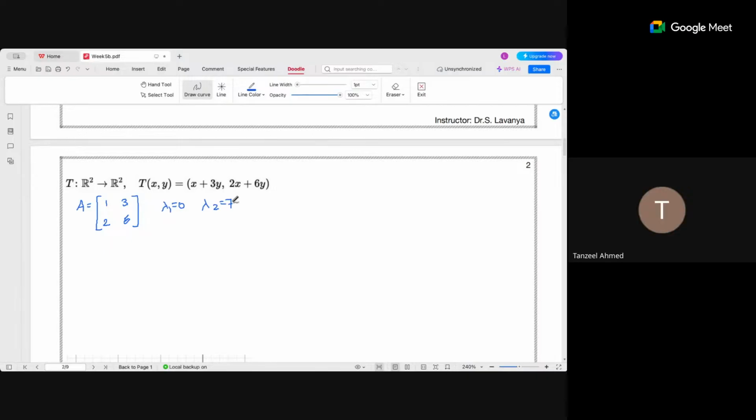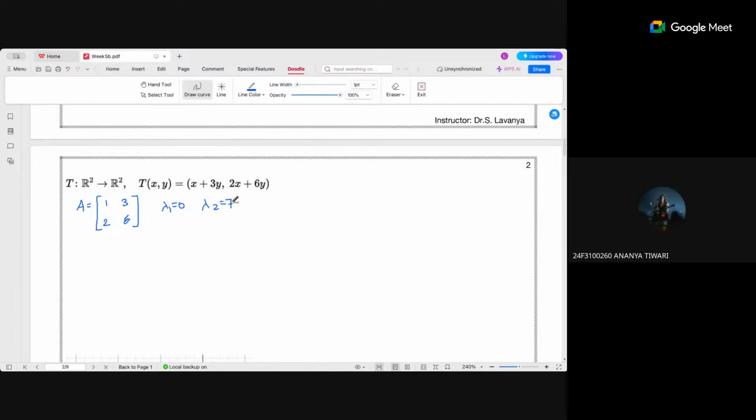Excuse me, one question, please. Can we do the row reduction for finding out eigenvalues, or is that not allowed? Row reduction does not make sense to find eigenvalues. No, we can't do that. Okay.